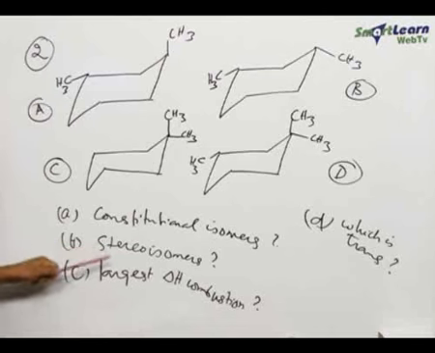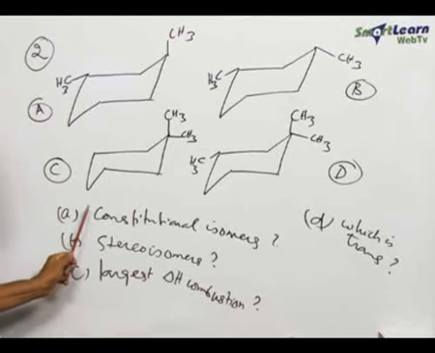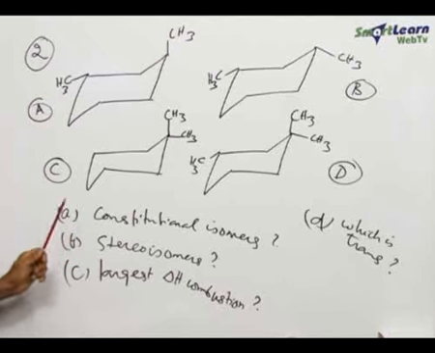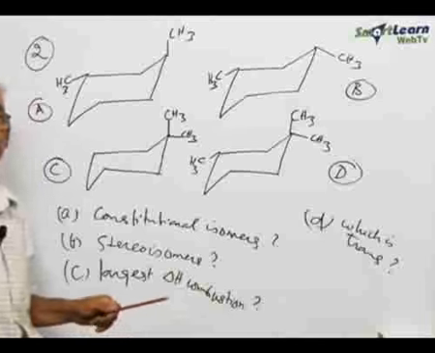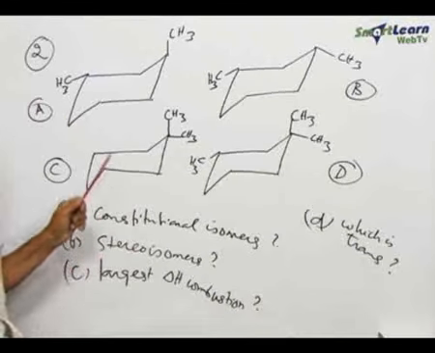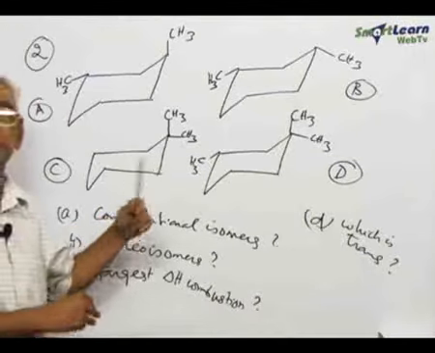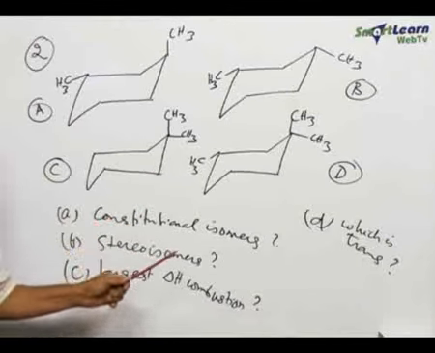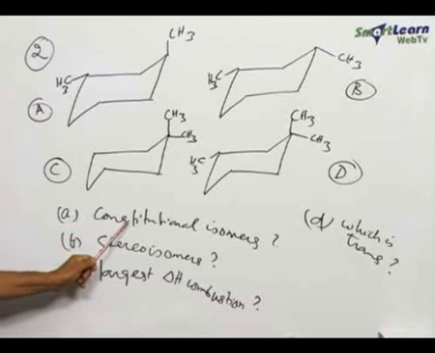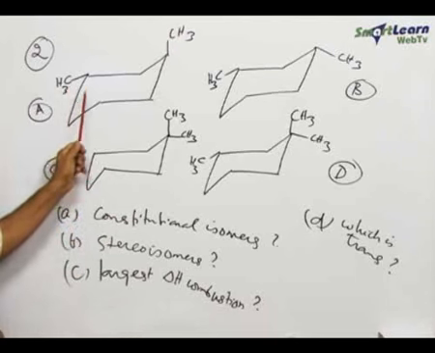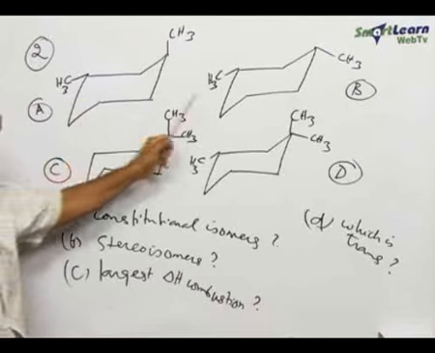The first question is, which one of them are constitutional isomers? What are constitutional isomers? Constitutional isomers are those which have different structures. They are not stereochemical isomers. The answer to question A is that C is the constitutional isomer of A and B.